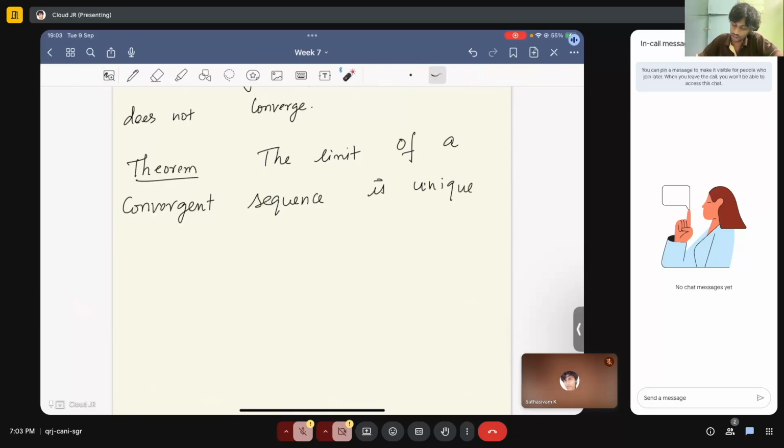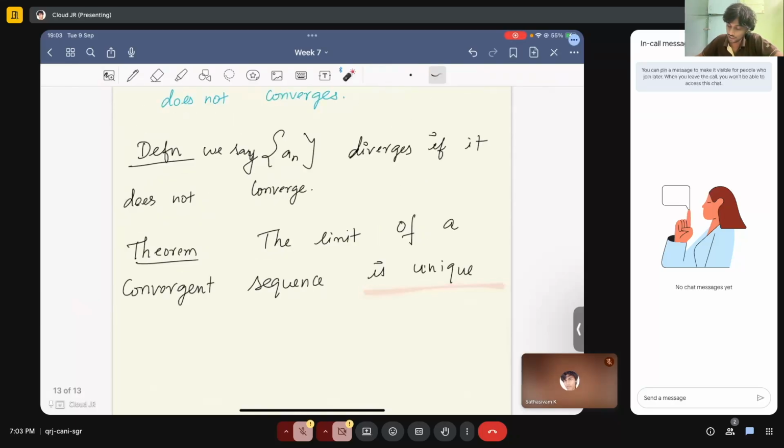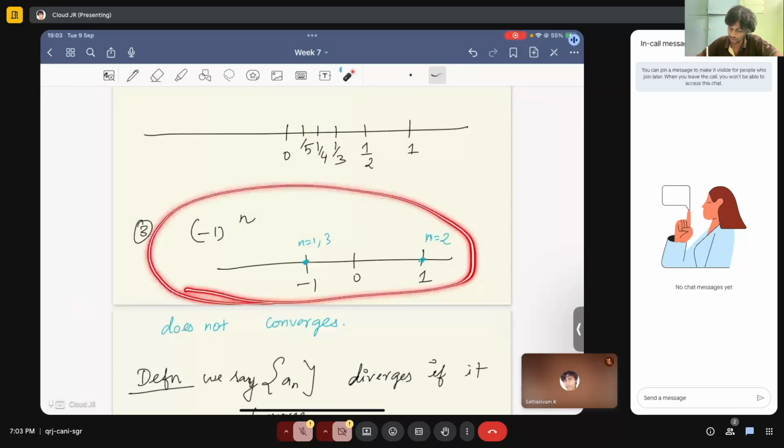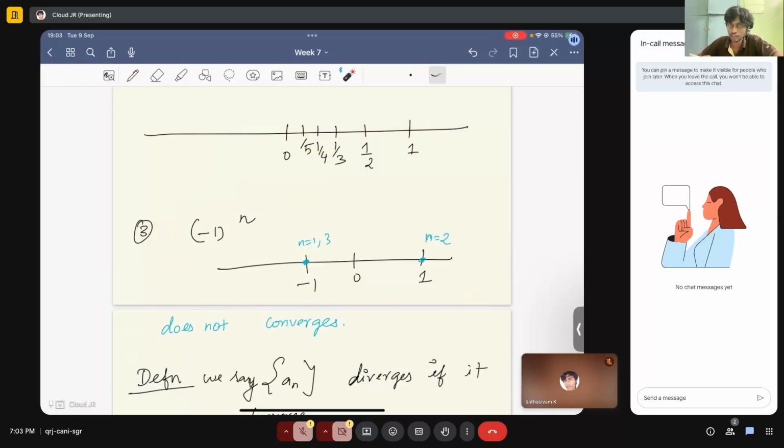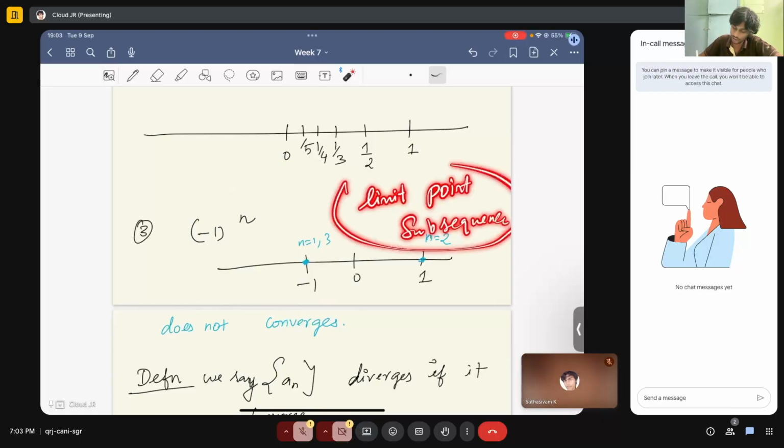Of course, if your sequence does not converge, then you would not talk about the limit itself. So there's no need for thinking about whether it's unique or not, right? But even for a sequence that does not converge, there is a notion called limit points, or something called a subsequence, etc. So there is a theory going on here.